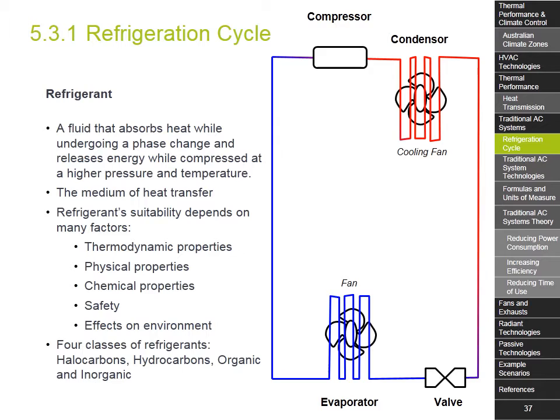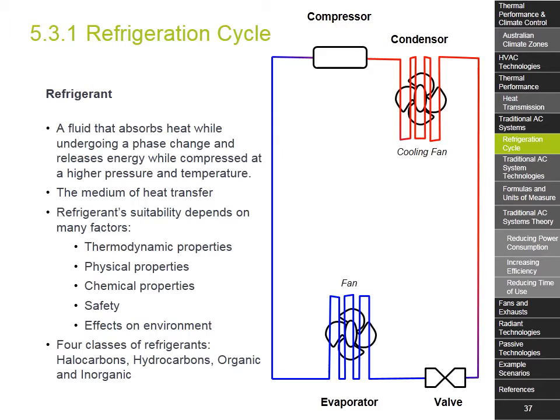Generally, refrigeration cycles rely on a refrigerant, which is a fluid that absorbs heat while undergoing a phase change in the evaporator and releases energy while compressed at a higher pressure and temperature in the condenser. It is essentially the medium of heat transfer.